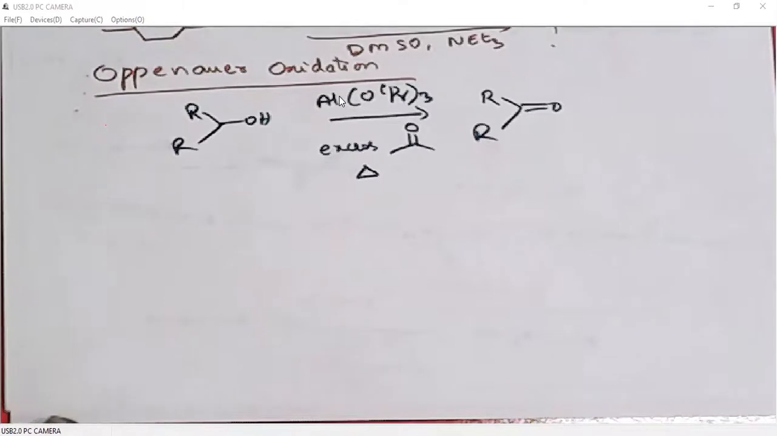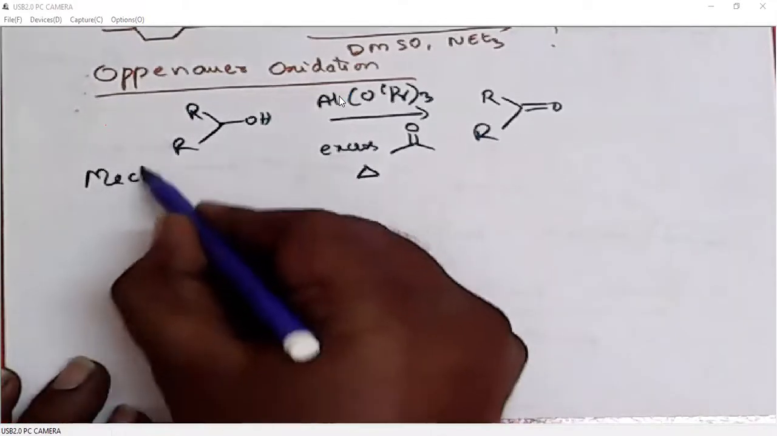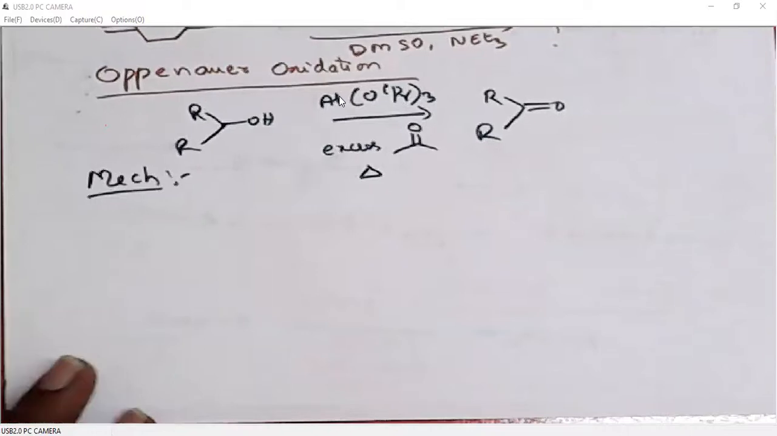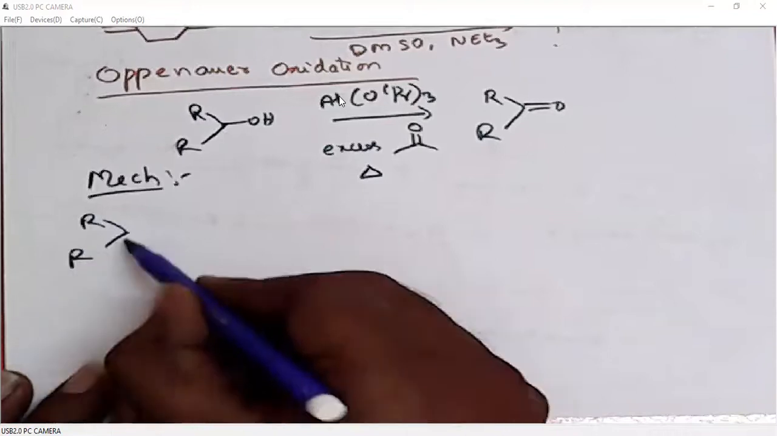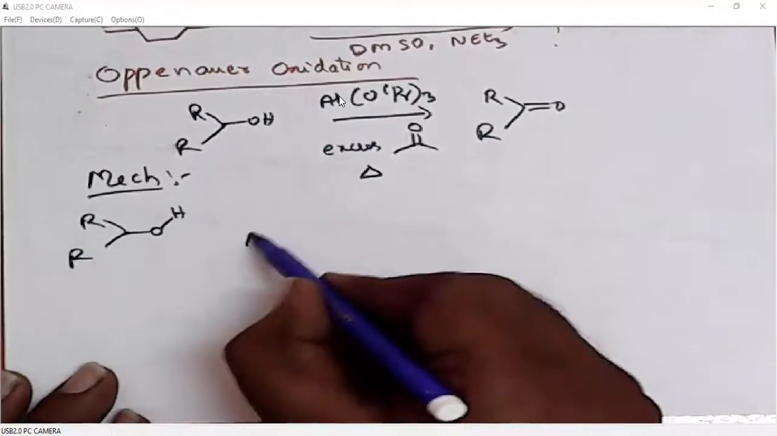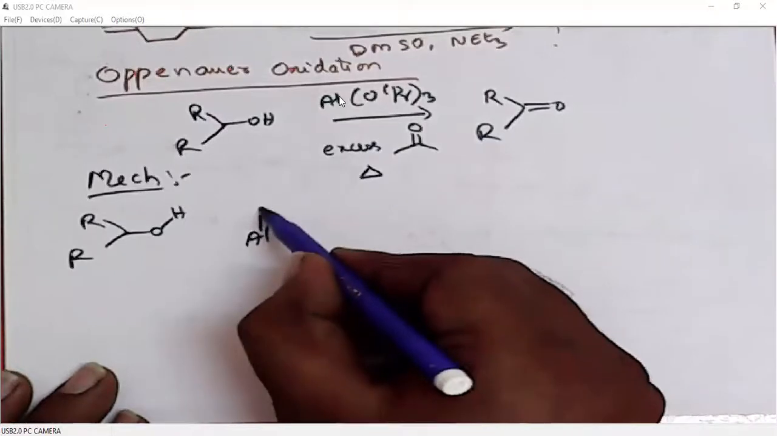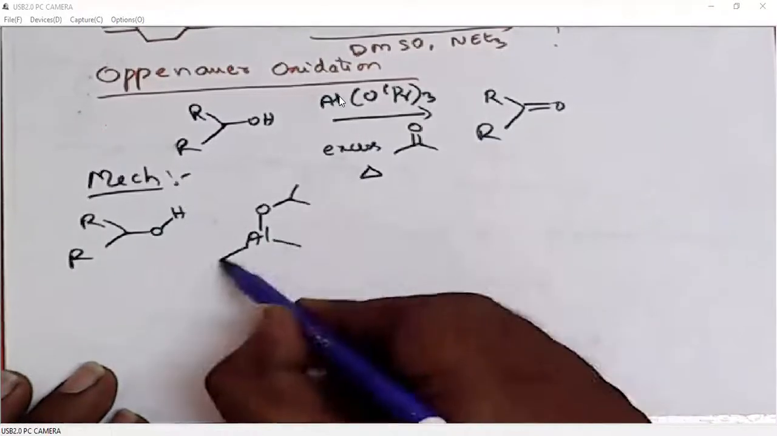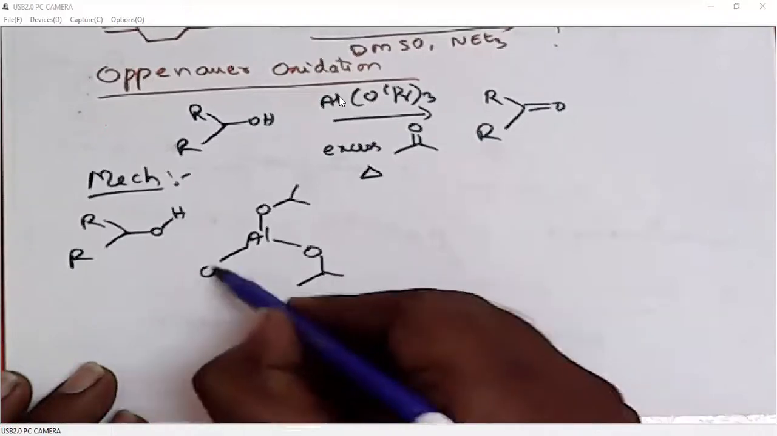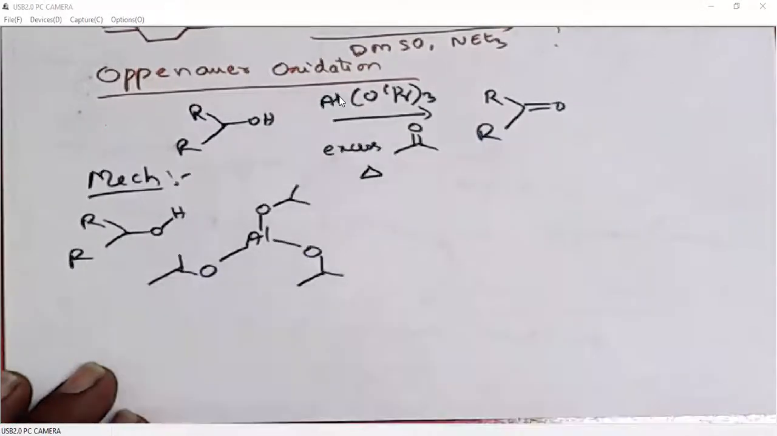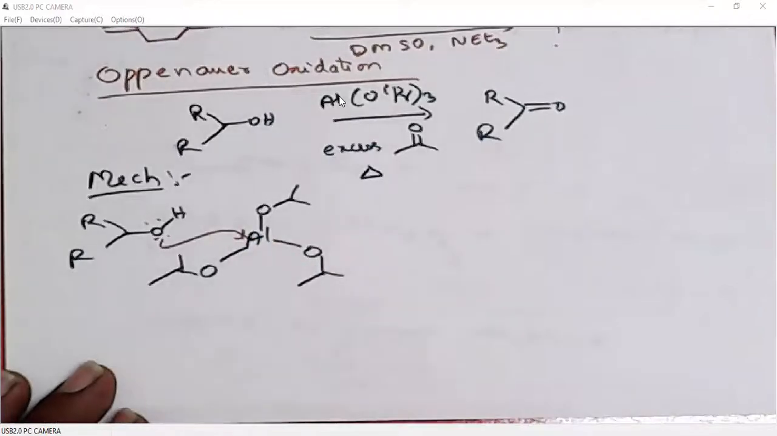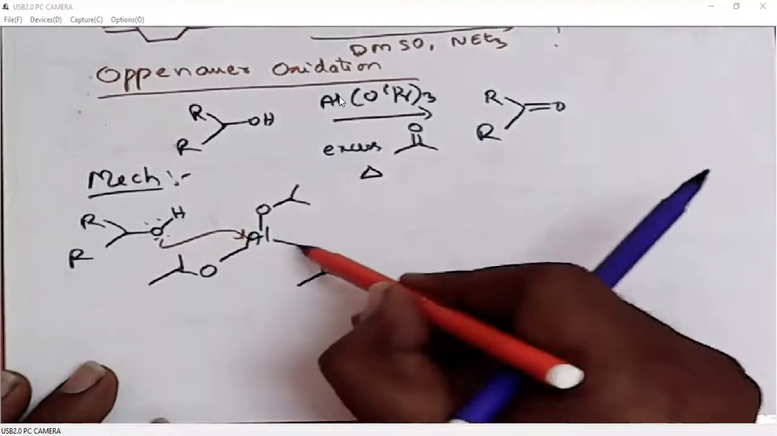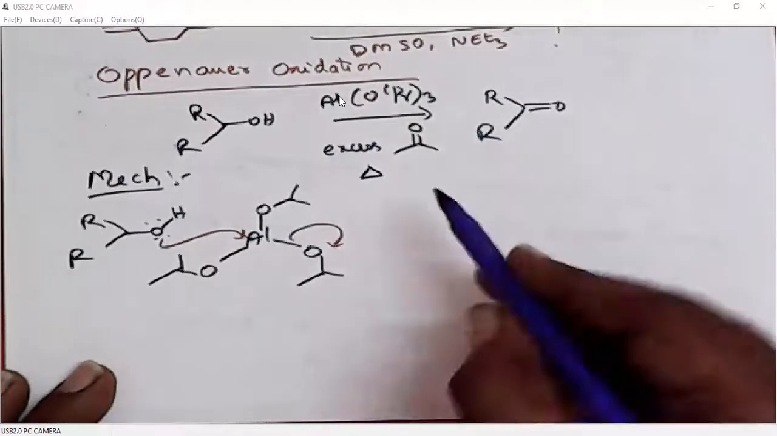Okay, we will discuss the mechanism. So here the first step itself is the addition of alcohol onto the aluminium triisopropoxide. So the alcohol will add on to aluminum triisopropoxide, and one of the isopropoxide units will be leaving.